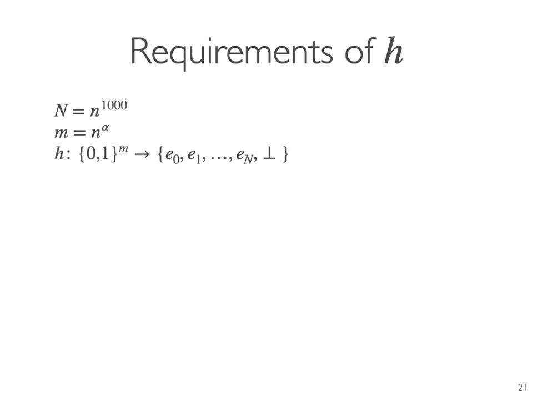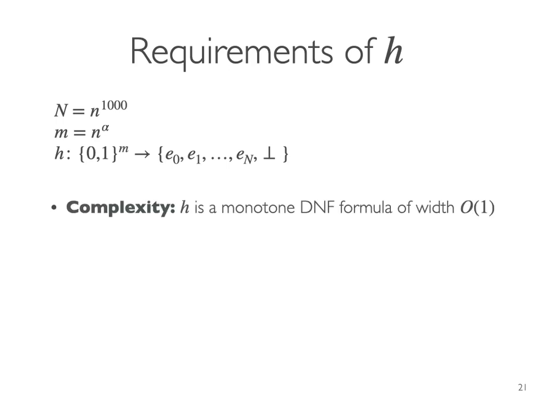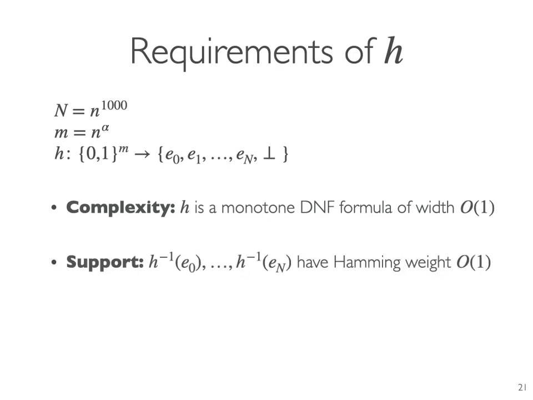The decoding function h needs to produce either the zero vector, which we denote e sub 0, or one of the coordinate vectors, e1, e2, and so on. The requirements of h are as follows. First, as I mentioned before, h needs to be a monotone DNF formula of constant width. Second, the encoding of each e sub i needs to have constant Hamming weight.